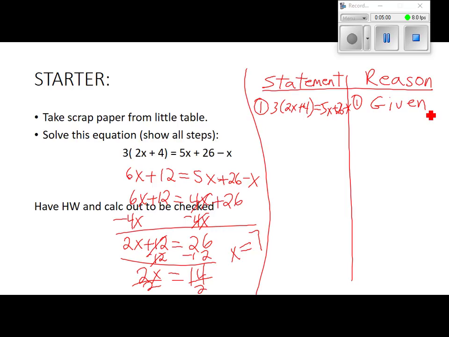Then what you do in the two-column proof, you don't show all this work like you did in an algebra class, you don't show the work, you just put the next step. So notice I went from here to there. That's what I'm going to write next. 6x plus 12 equals 4x plus 26. What did I do? Skip a step there somewhere? Yeah, that one.